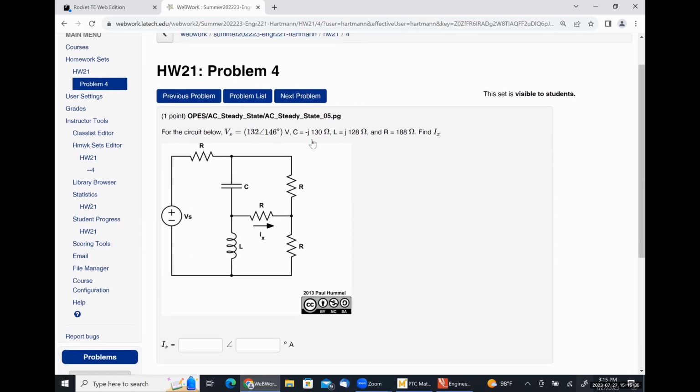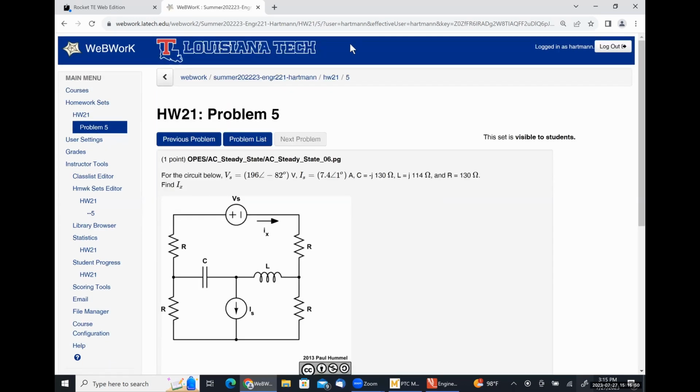I know for a fact that this one technically can be solved without using MathCAD. That being said, MathCAD would be much easier. I personally would use a simple mesh analysis to take care of this one. And then problem 5, once again, I believe it can be done without using MathCAD, but using MathCAD and mesh analysis would make this much more straightforward.